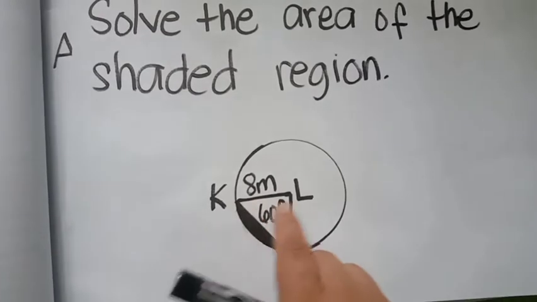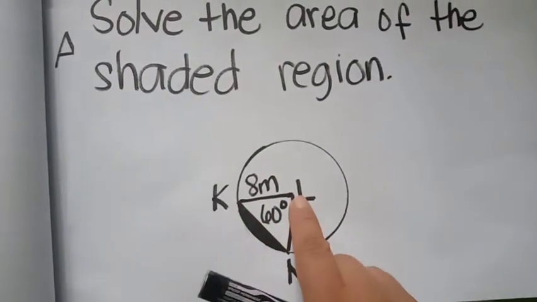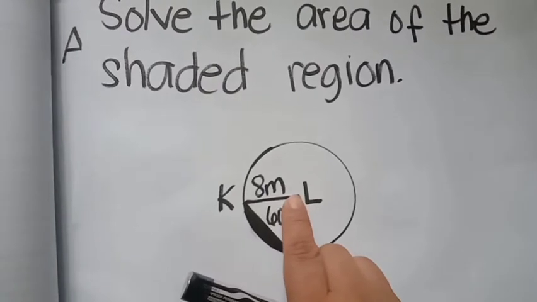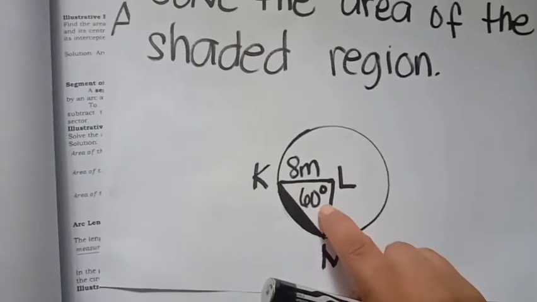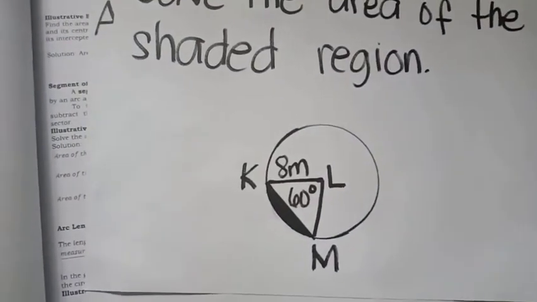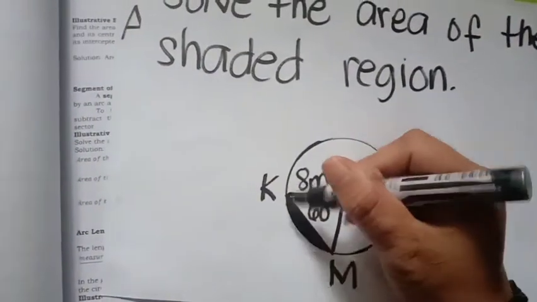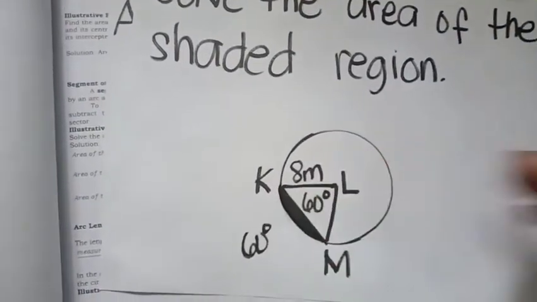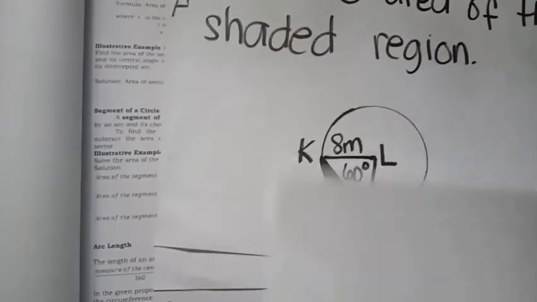So, ito yung radius natin. Yung KL and ML are radius. So, ang measure ng radius is 8 meters. And then, the measure of the central angle is 60 degrees. So, kung ang measure ng central angle ay 60 degrees, ang measure nitong arc KM is also 60 degrees. So, tingnan natin yung mga given.